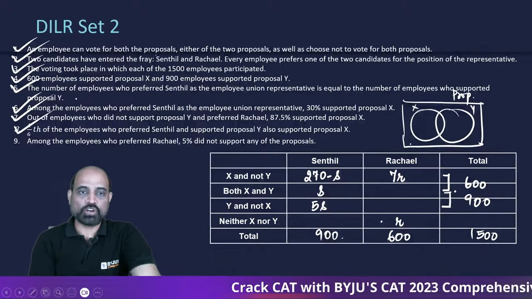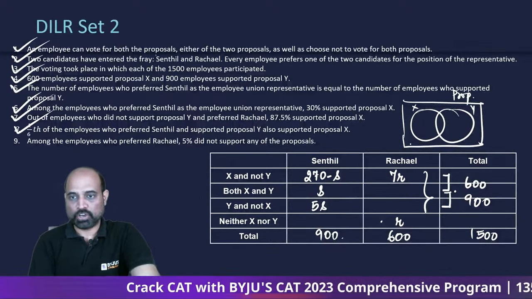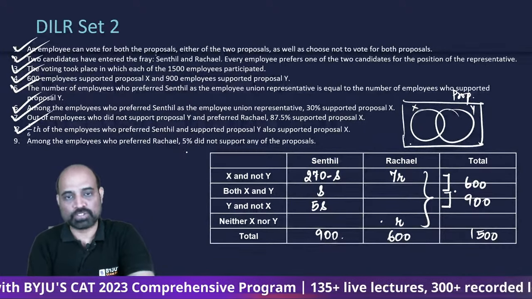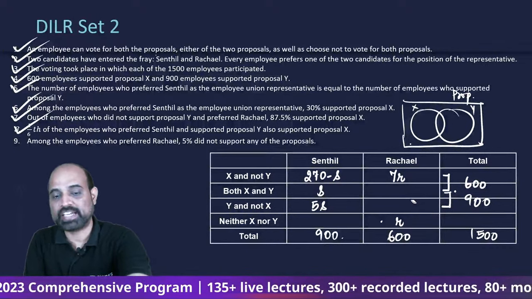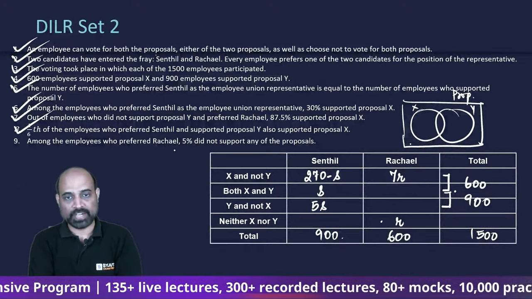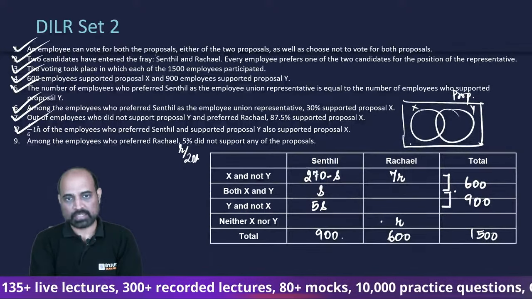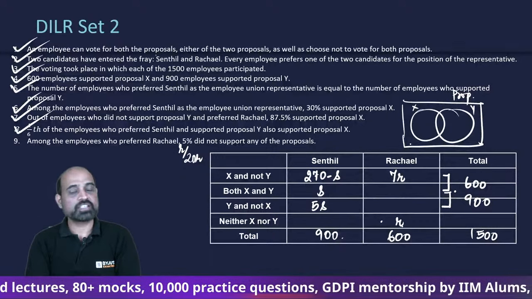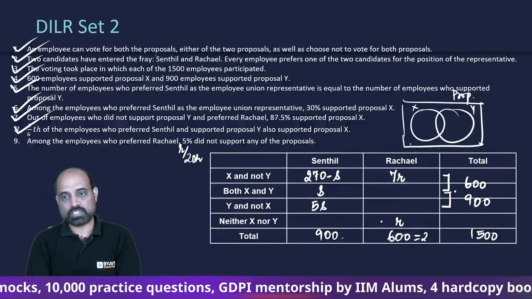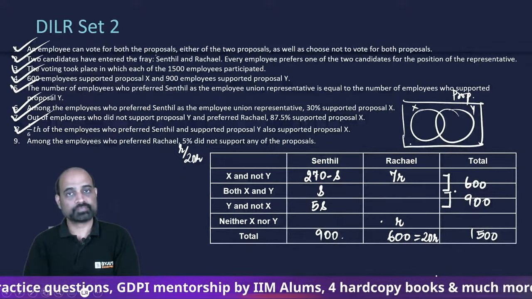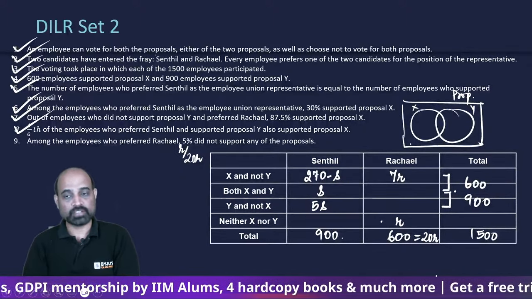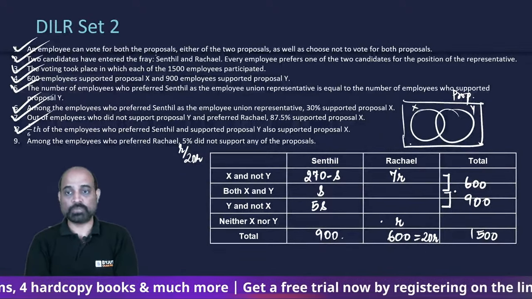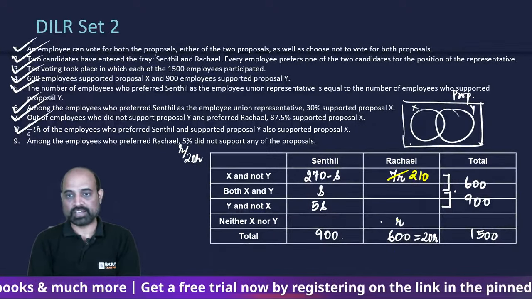Next is among the employees who prefer Rachel. So we're talking about these people. 5% did not support any of the proposal. Now 5% is 1/20. 1/20 would mean R/20R. So 5% को मैं ये लिख देता हूं कि total 20R में से R doesn't support. So can we say this is 20R? हम बोल सकते हैं ना? Okay. So if 600 is 20R, what is going to be R? R is going to be 30. So this turns out to be 210. This turns out to be 30.